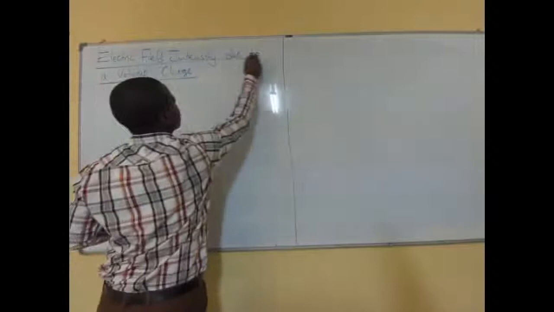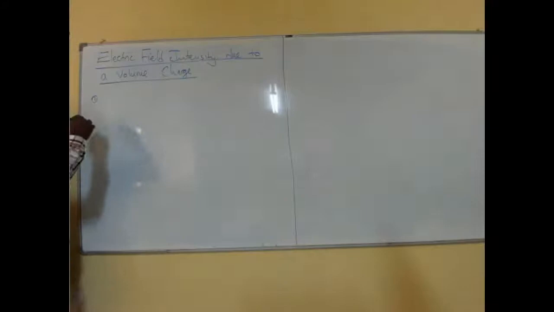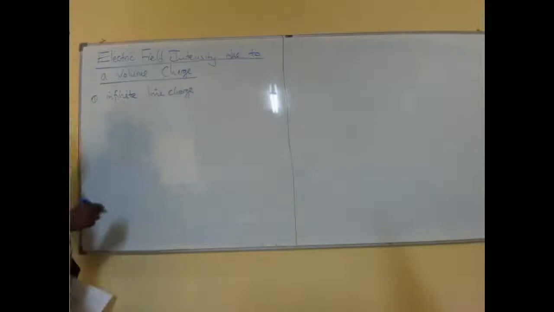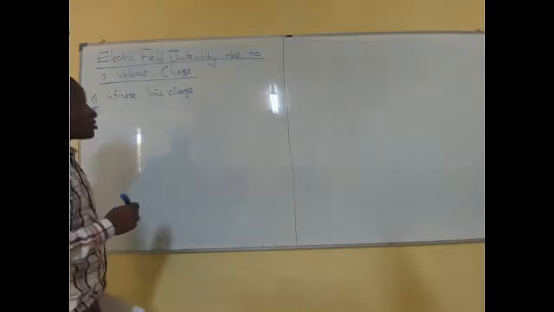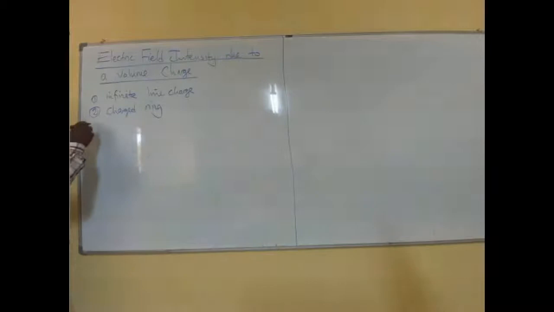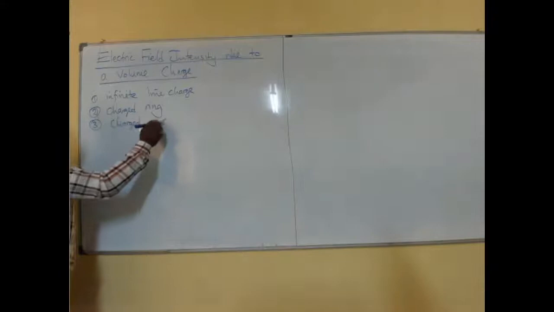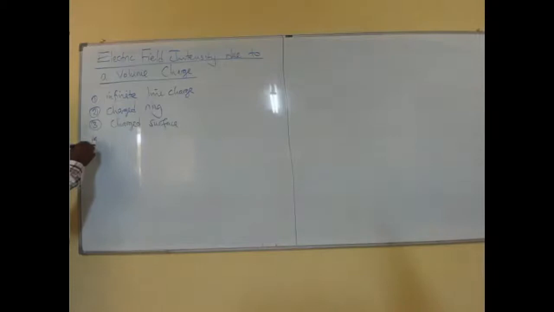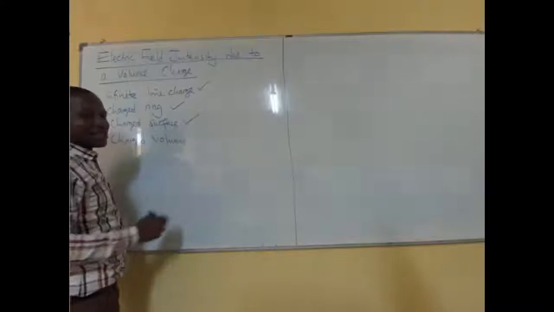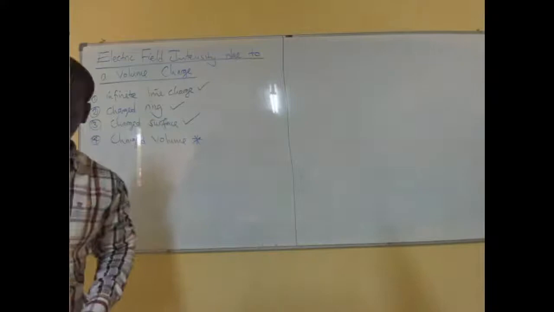Remember, we had looked at the first example, which was to do with an infinite line charge. We looked at the second example, which was to do with a charged ring. Then we also looked at the charged surface, and now we are looking at a charged volume. So we have done that, and today we shall begin by looking at the volume charge.